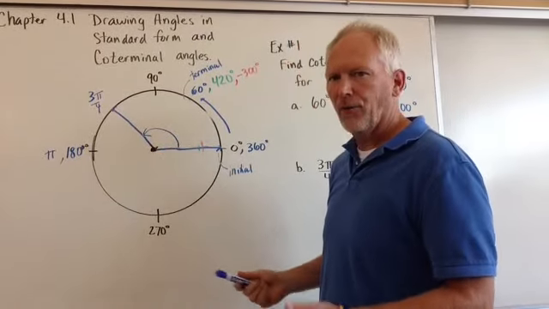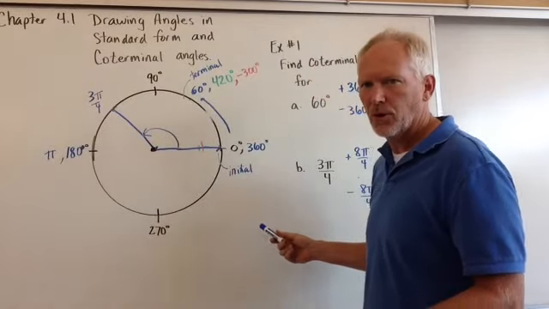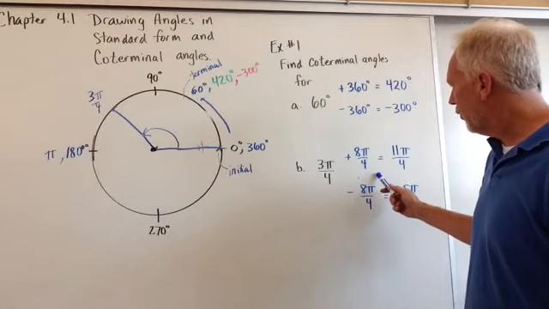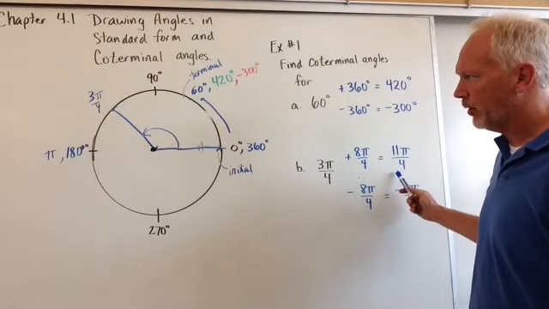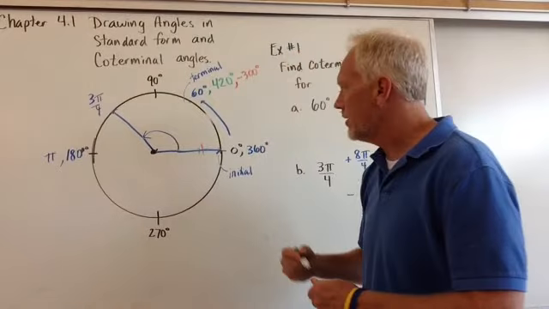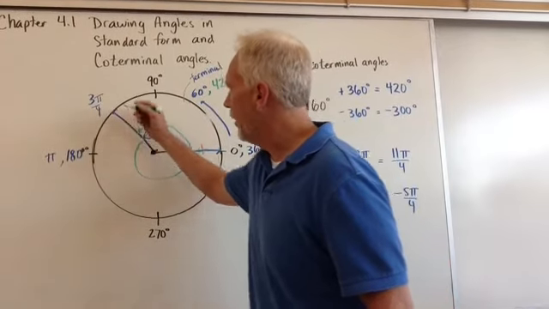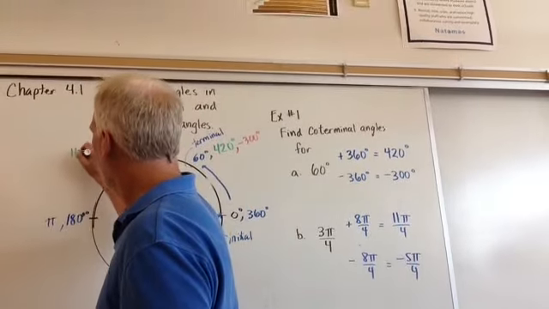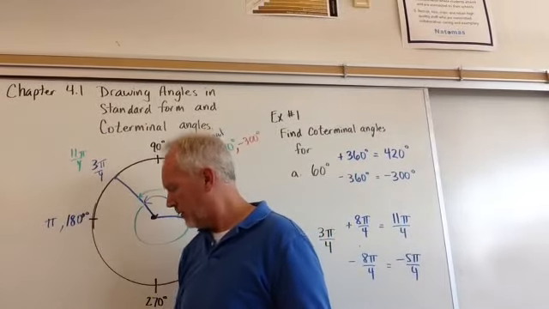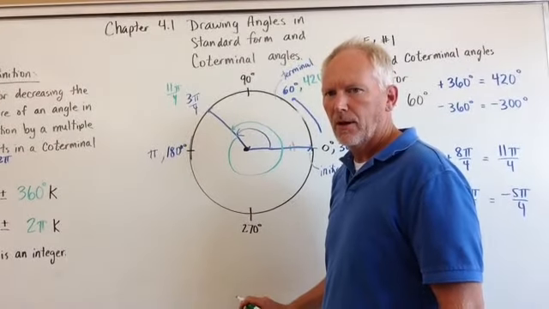Now, I want to find a coterminal angle for that. So in this case, since we're dealing with pi, I have to add 8 pi over 4, which will give me 11 pi over 4. So I keep going around again. In this case, I'm going to go around one more full revolution, and I would end up at 11 pi over 4 as my number there. Okay, 11 pi over 4.